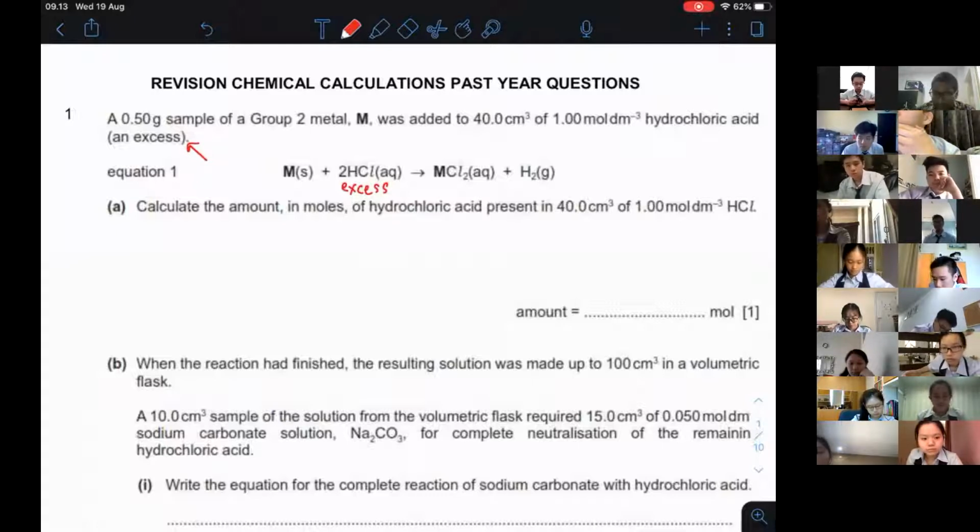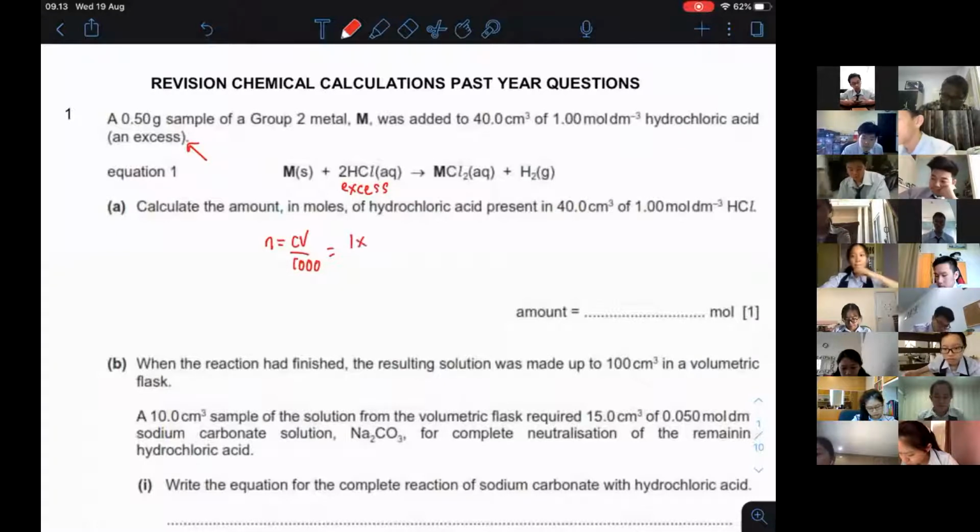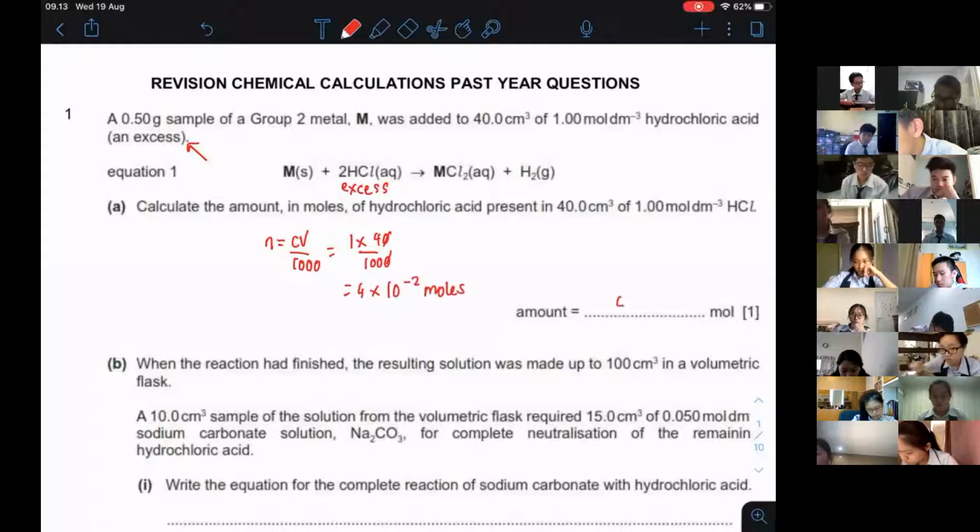This one is very simple. You just need to use n equals CV over 1000. So C is going to be 1 times 40 divided by 1000. So you will get 4 times 10 to the negative 2 moles. That will be the answer over here: 4 times 10 to the negative 2 moles.